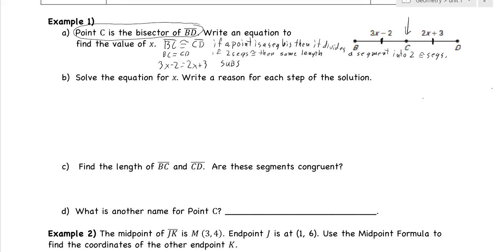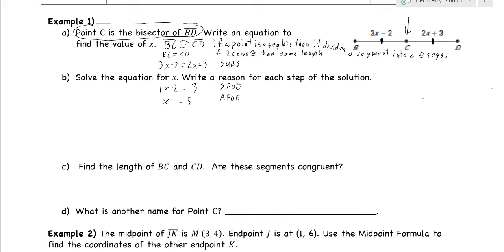Solve the equation for x. Write our reasons for each step. Okay, so we're going to get our x's together. So subtracting the smallest x, the 2x. 3x minus 2x is 1x by the subtraction property of equality. Getting our constants on the same side, adding 2 to both sides. 1x is the same as x. 3 plus 2 is 5 by the addition property of equality. And we already have 1x equals 5, x equals 5, so we're done. There's our solution for x.